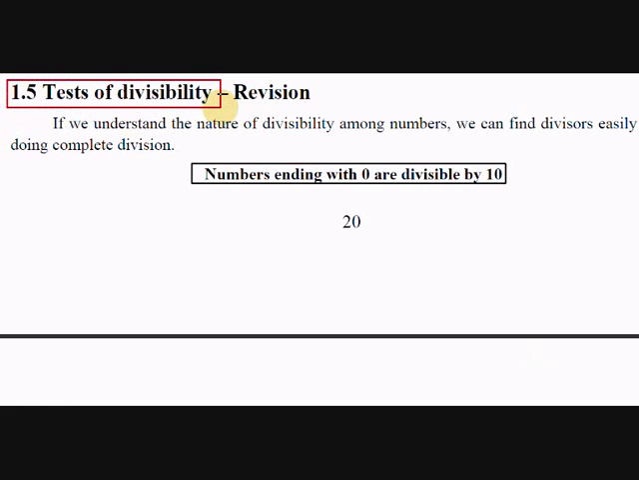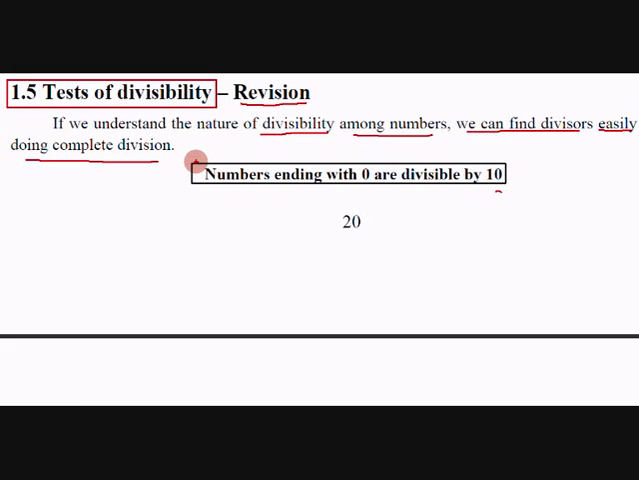1.5 Tests of divisibility. This is also a revision from an old subject. We are going to understand the nature of divisibility among numbers. That is, in a way, we can find divisors easily without doing complete division. We don't have to do the complete division to find whether it is divisible by 10.